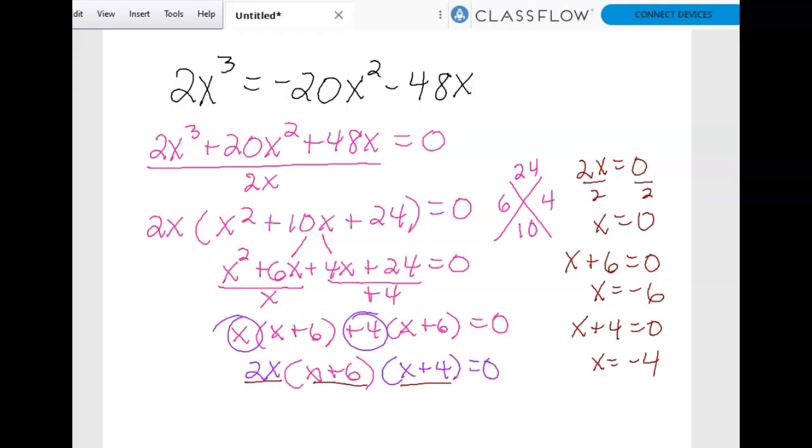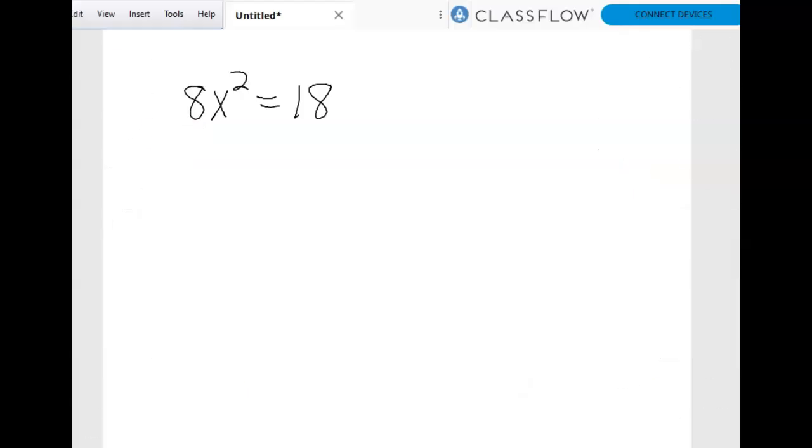Any questions here on this one? What's the highest exponent? How many answers did I get? 3. Okay. How about this one? Is it set equal to 0? All right, so I'm going to subtract the 18. I'm going to do my greatest common factor.